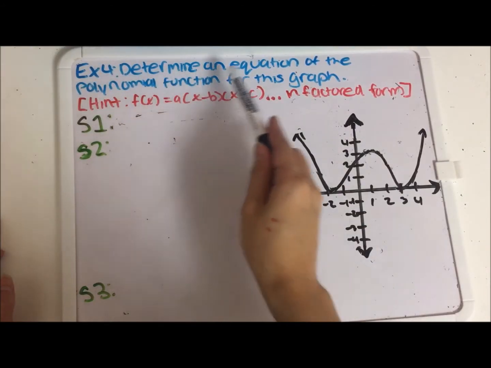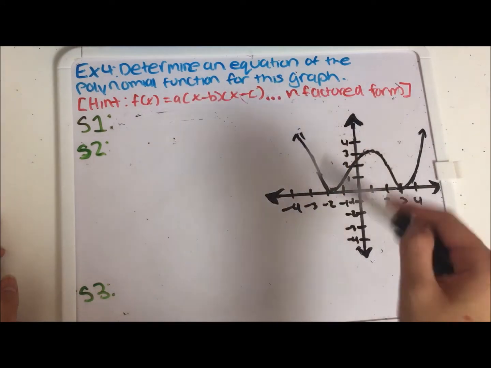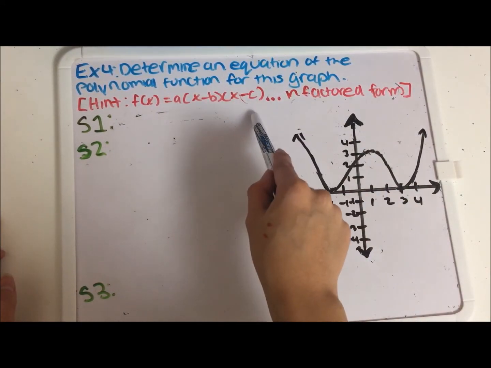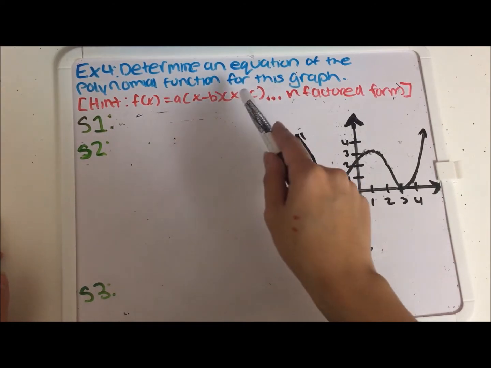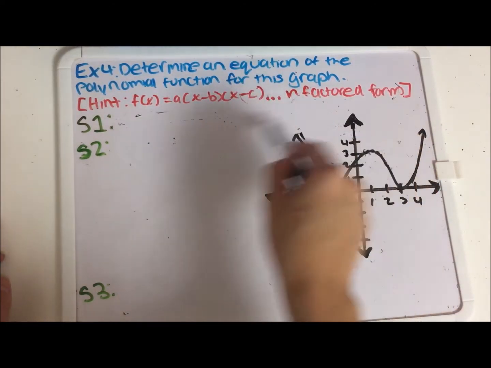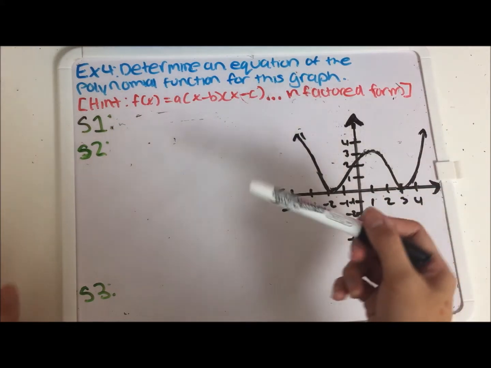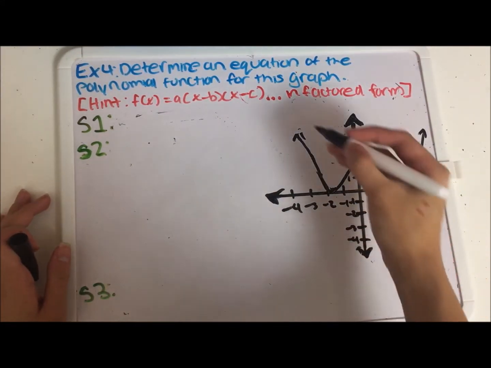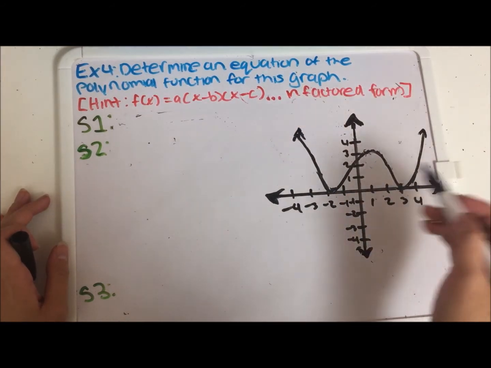Example 4 asks you to determine an equation of the polynomial function for this graph. And the hint I'm giving you today is that this is the factored form of a polynomial equation. And of course, there could be more factors, and this is just the general form. So to start off, step 1 is list the zeros and determine the order of each zero. So let's look at this graph.